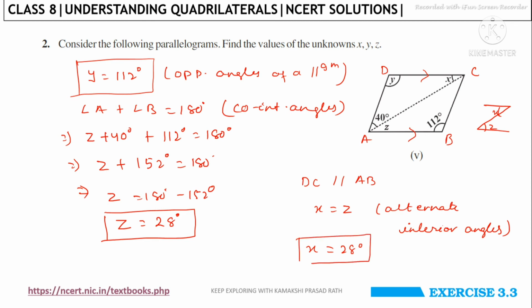So in this way we can find the solutions. There are other ways also to find. Suppose we have found Y as 112. Using the angle sum property also we can find X. After finding X, we can directly make it equal to Z. So this is also a way of finding it. So the choice is ours, whichever property we use.